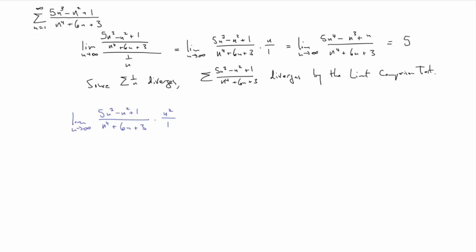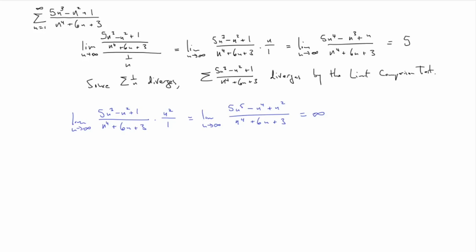Well, then I would be looking at the limit as n goes to infinity of the terms of this series divided by the terms 1 over n squared, which is the same thing as multiplied by n squared over 1. And after you distribute in the numerator, you get the limit as n goes to infinity of 5n to the fifth minus n to the fourth plus n squared, all divided by n to the fourth plus 6n plus 3. And you could divide numerator and denominator by n to the fourth and apply the limit laws, or you could use L'Hopital's rule. You'd have to use it 4 or 5 times, but one way or another, you would get that this limit is equal to infinity.